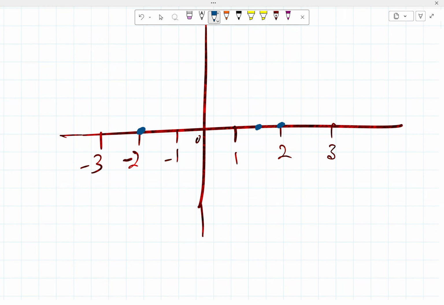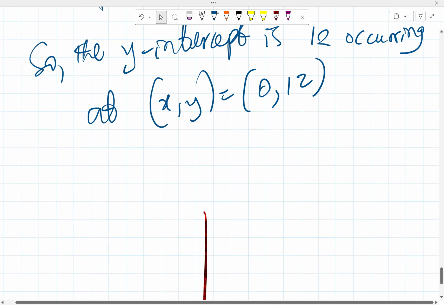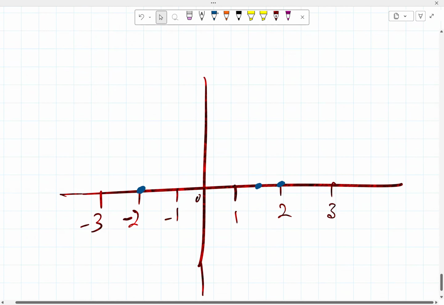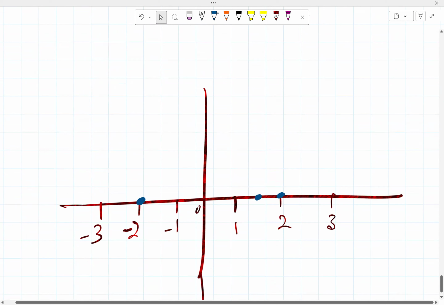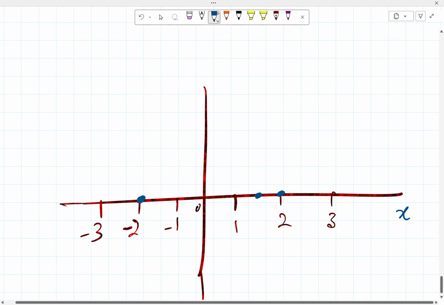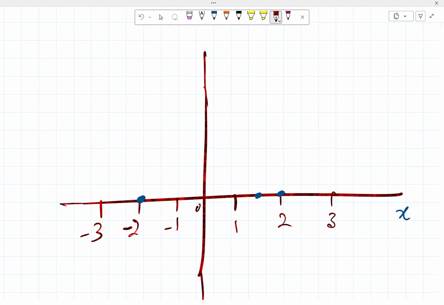So with that in place now, we already know the intercept is also 0 comma 12. So 0 comma 12, that's 12 on the y-axis. So this is the x-axis. Let's just say this is 5, this is 10, and this is 15. It's a rough sketch. So let's say 12 is somewhere around here.